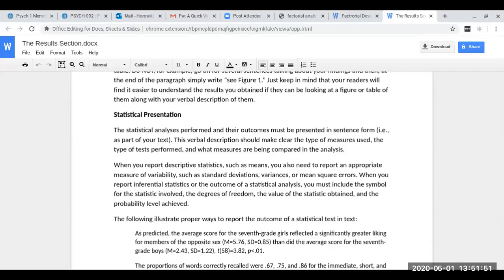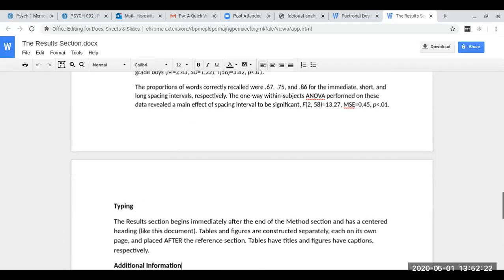When you report inferential statistics, or the outcome of an analysis, that's your t-test, F-test, R value, you must include the symbol for the statistic involved, in this case an F value, the degrees of freedom, the value, which is the actual number of the F statistic, and your probability level, which includes the p-value. If it's significant, it's going to be less than 0.05. So this is the way to properly report outcomes in a statistical test within the text.